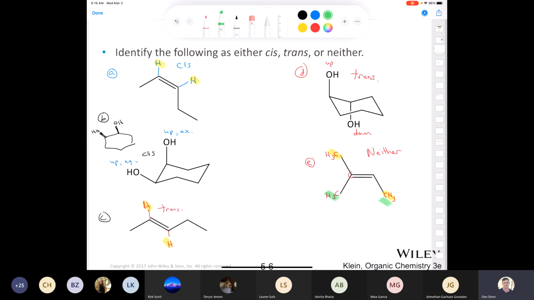So again, on one of your carbons in the double bond, if you have two groups that are identical, there's no such thing as cis or trans for that molecule. It won't exist. Okay? There we go.